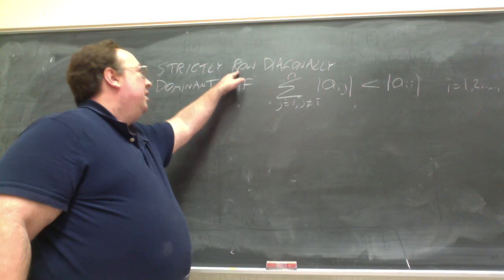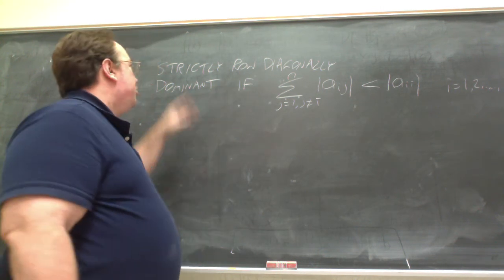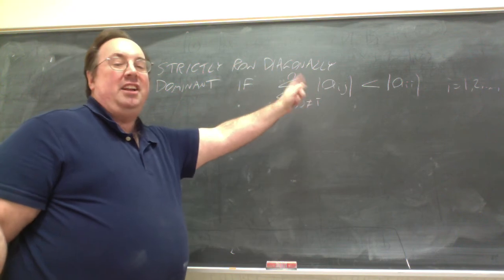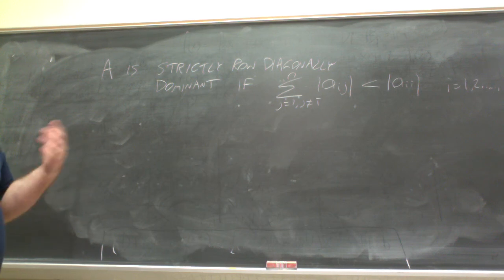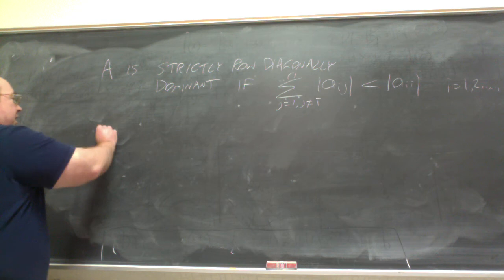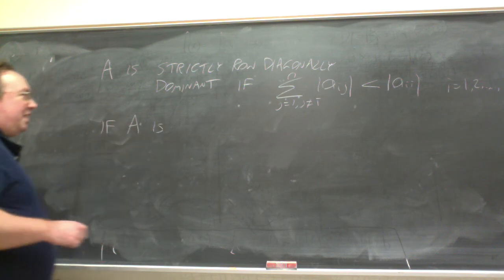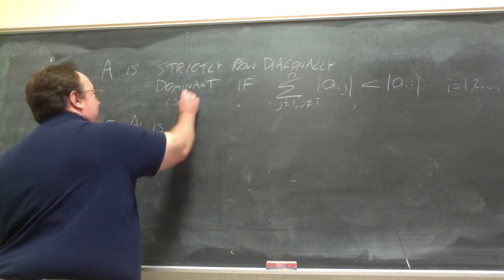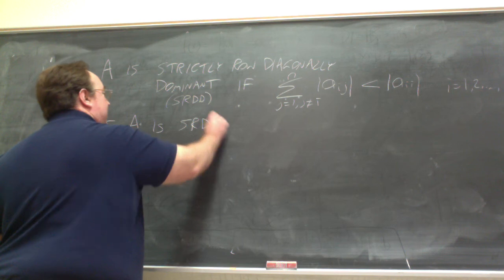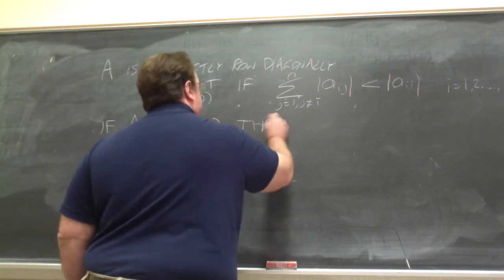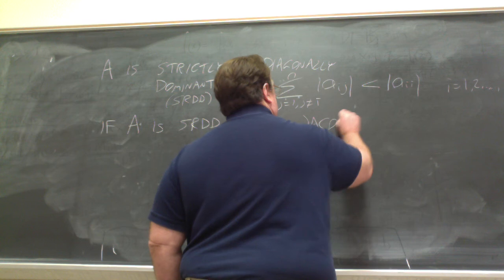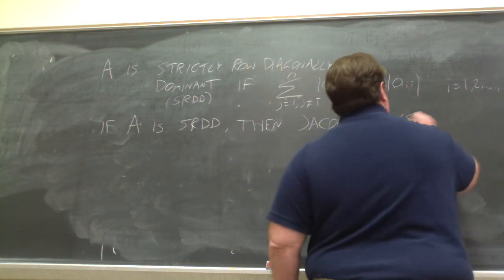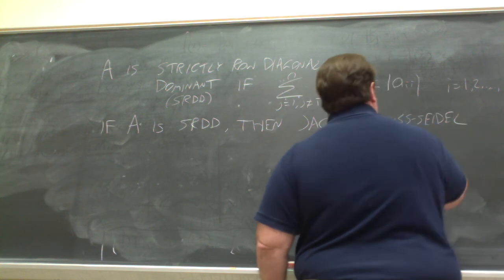The "row" comes from the fact that we have a condition on each of the rows, "strictly" because of a strictly less than, not less than or equal to, and then the diagonal dominance because the diagonal entry is greater. Sometimes we just call it diagonally dominant, but this is the full term here. So if A is, I really don't feel like writing it again, I'm going to call it SRDD. If A is SRDD, then it can be said that Jacobi and Gauss-Seidel both converge.